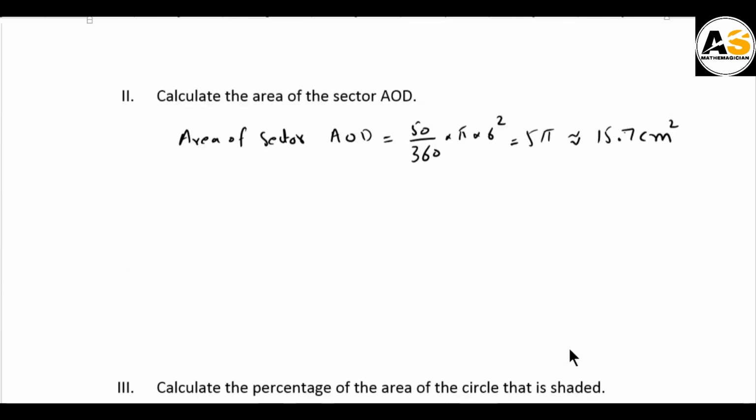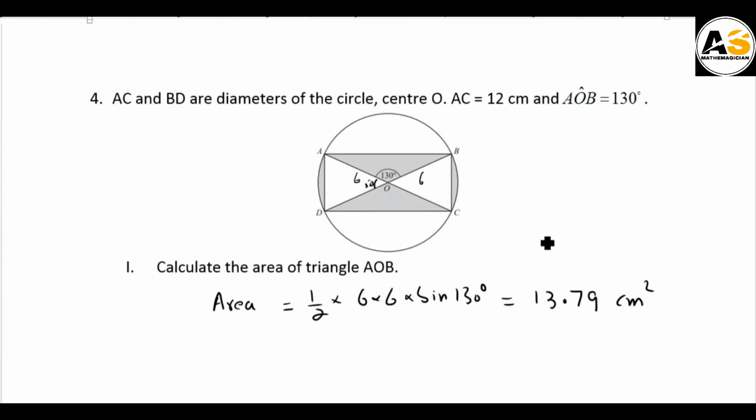And what is the shaded area? The shaded area is basically twice the area of this triangle AOB, which we just calculated in part 1: 13.79. This area is 13.79, and this area is also 13.79. We need these two areas. We have the area of this sector.